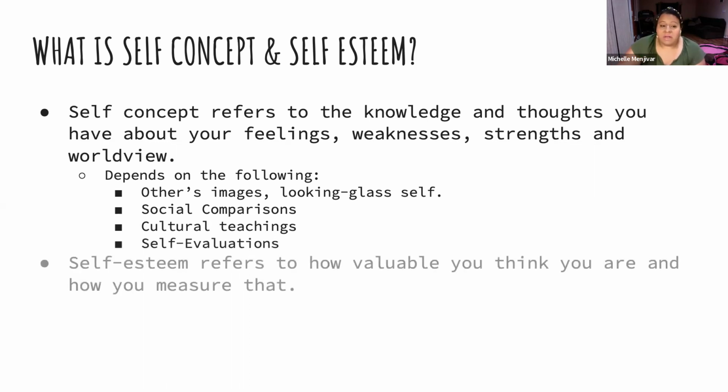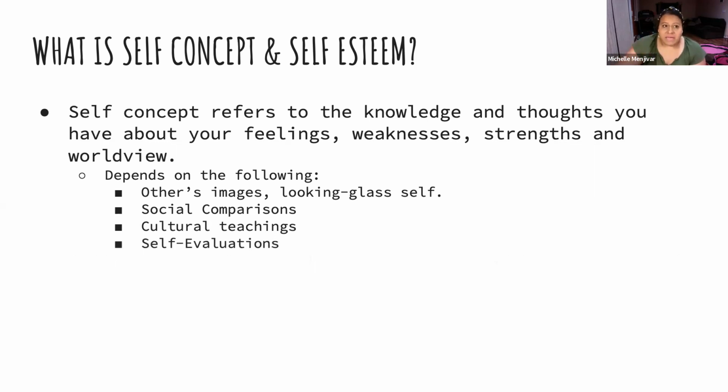Also, we do our own self-evaluations. Every time that we are looking at ourselves, we know what our weaknesses are, what our strengths are. So we tend to sit down with our behaviors, our knowledge, and what we know about ourselves. And that's how we get to create our self-concept. So our self-concept is based on all these ideas, like the looking glass self, social comparisons, cultural, and self-evaluations.